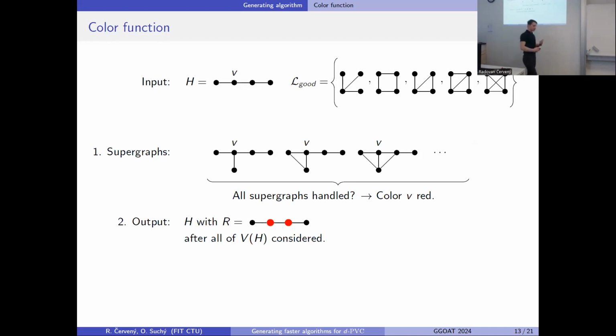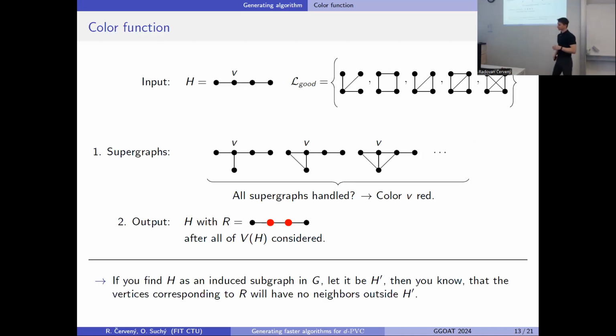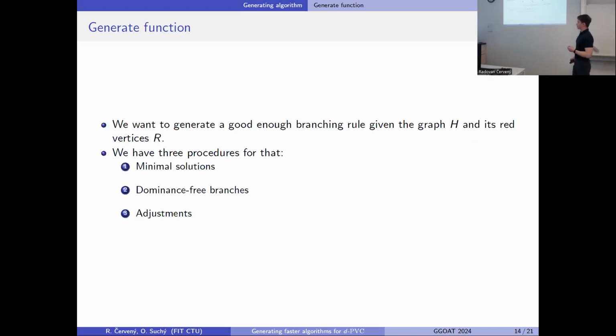What we get are these annotations where we can be sure that if we look for this structure in the graph, then the red vertices won't have any neighbors outside the graph H. And this is different from Grammetal. This allows us to design more efficient branchings, because now you actually know something about the input graph that is not known beforehand. Yes, this is basically what I just said.